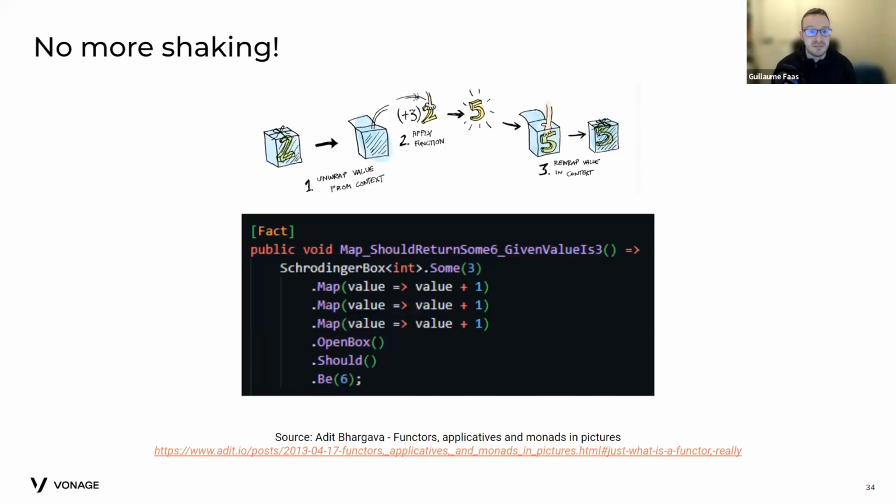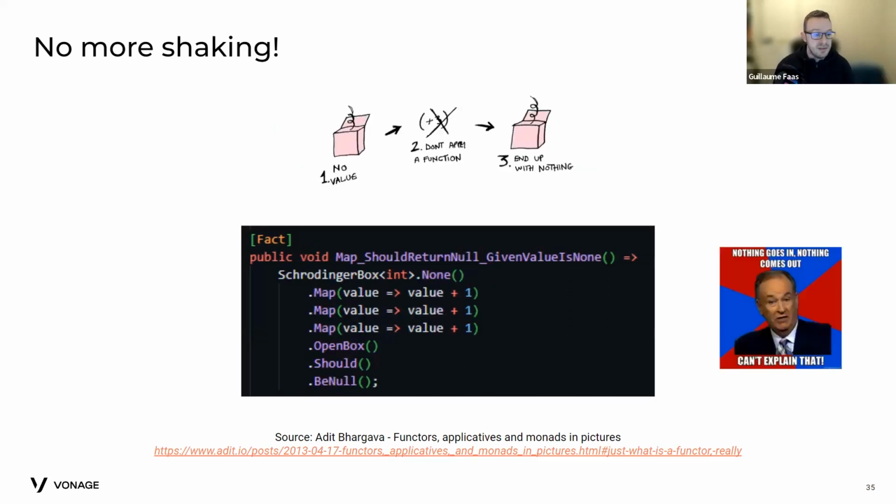What if I don't have anything? In that case, the box is empty, okay? So I can apply a function on nothing. Nothing happens. None remains none. Very simple, right?